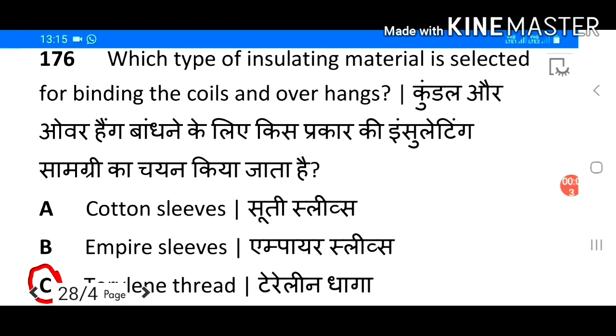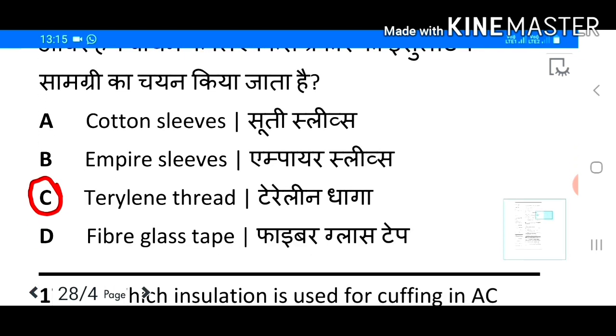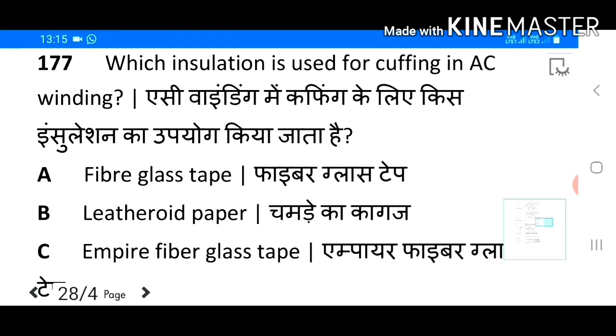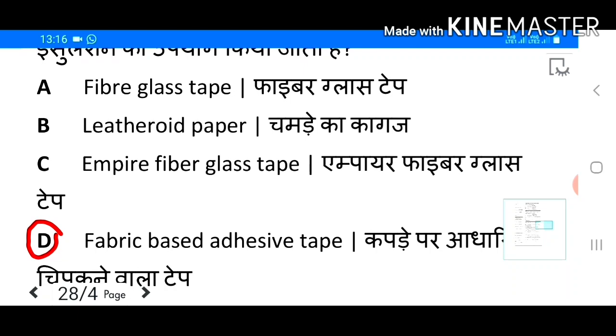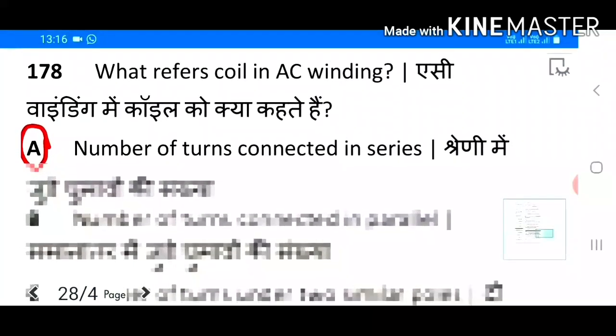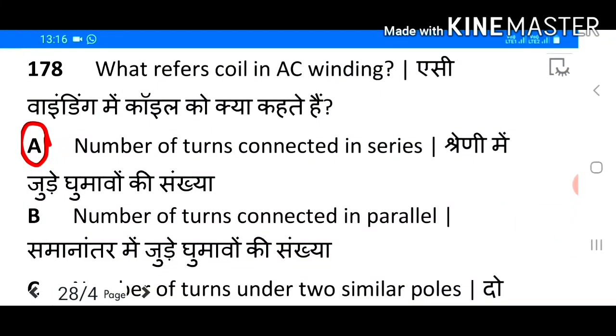176. Which type of insulating material is selected for binding the coils and overhangs? Answer C. Terylene thread. 177. Which insulation is used for cuffing in AC winding? Answer D. Fabric based adhesive tape. 178. What refers coil in AC winding? Answer A. Number of turns connected in series.